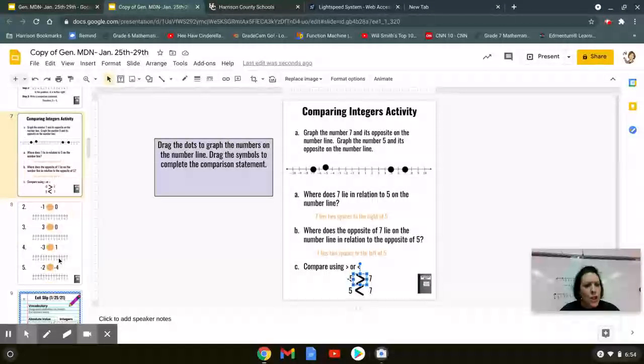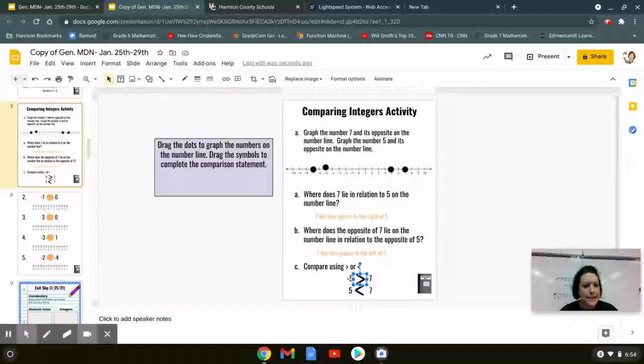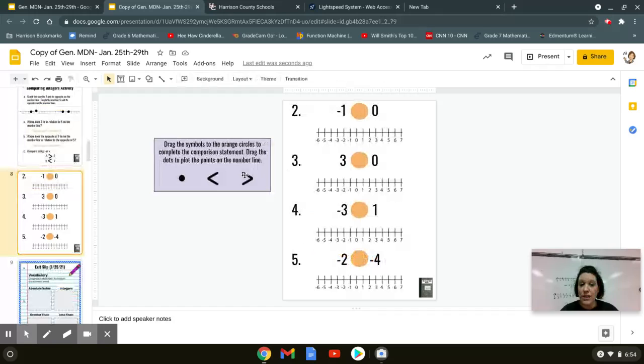You can practice trying these. Think about placing your numbers here on a number line. You can drag the symbols to the orange circles to complete the comparison, and then drag your data point dots to plot the number on the line. So you're just going to plot -1, plot 0. Which one's further to the right? That's the one the alligator's going to eat. The farther it is to the right, the bigger the number is. The farther the number is to the left, the smaller the number is.